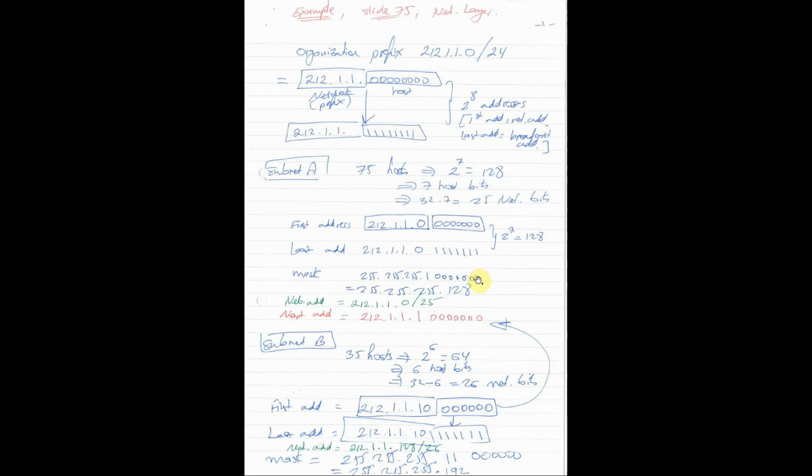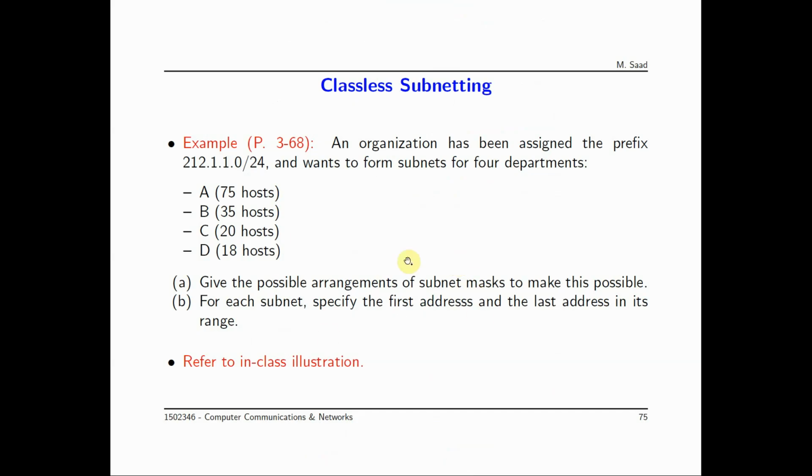If we convert this into decimal, it is 255.255.255.128. Right? Okay. So this is the subnet mask, and we have the first address in our subnet, and we have the last address in our subnet, which solves the question.